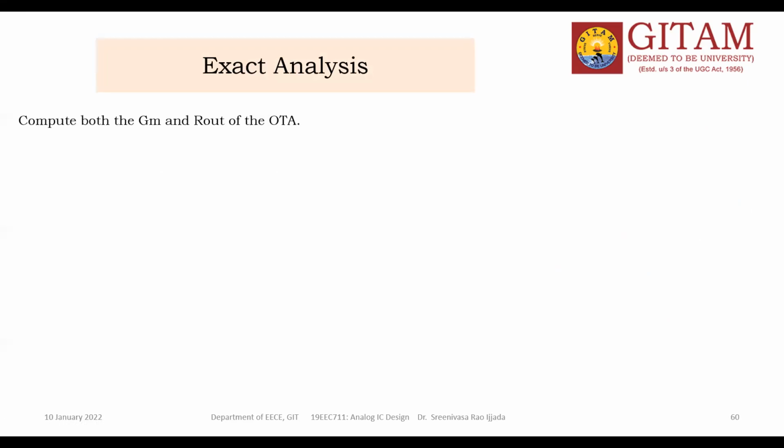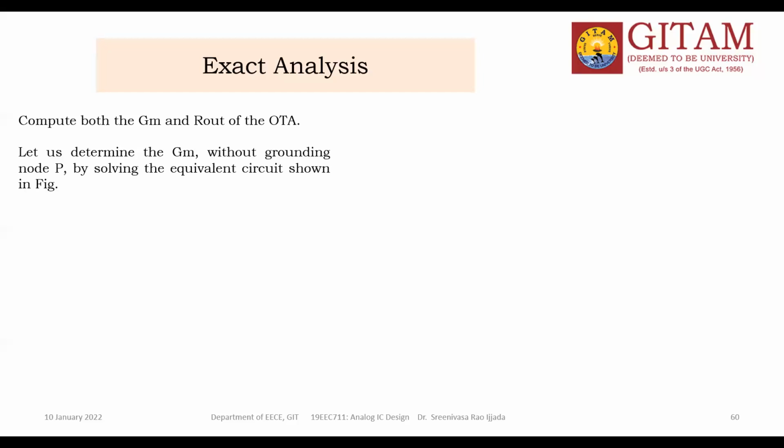So now compute both GM and R out of an OTA. Let us determine the GM without grounding the node P by solving the equivalent circuit shown in the picture. Earlier, while calculating the R out, we made it ground, that means open circuit. Which one? ISS.